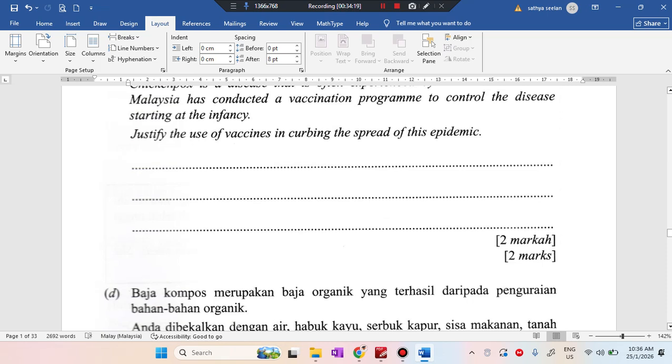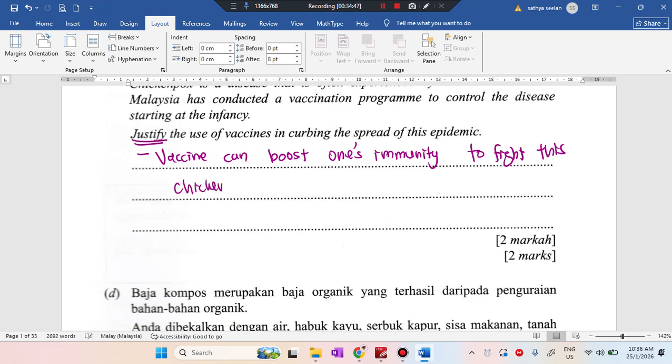So dia nak bagi 2 markah. Okay. So first you bagi tahu why we need to justify the use. Okay. Vaccine can boost one's immunity to fight this chickenpox disease.